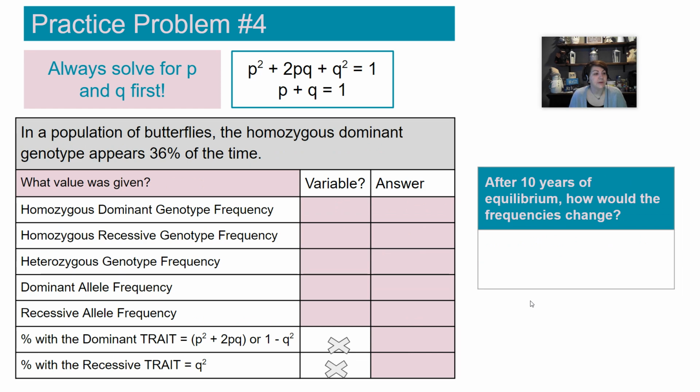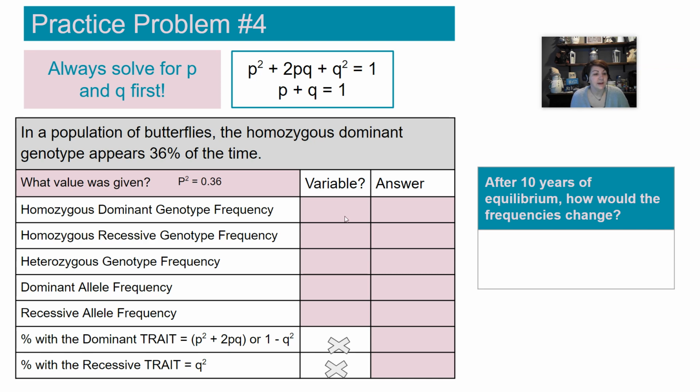All right, last problem here. It says, in a population of butterflies, the homozygous dominant genotype appears 36% of the time. Okay, so you have your homozygous dominant genotype. So that's going to be your P squared value. So your P squared value is equal to 0.36.